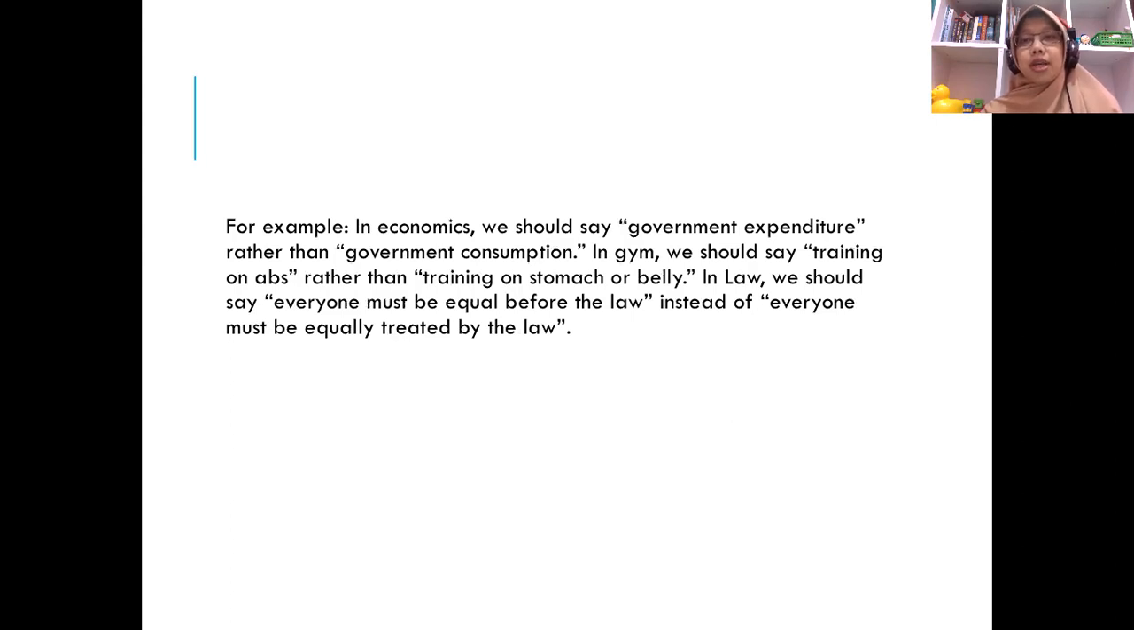For instance, in economics, we should say government expenditure rather than government consumption. So there is a specific discourse for each discipline. In gym, we should say training abs rather than training stomach or belly. In law, we should say everyone must be equal before the law. If you use these terms, what is common is before the law. Not everyone must be equally treated by the law. Okay, right.